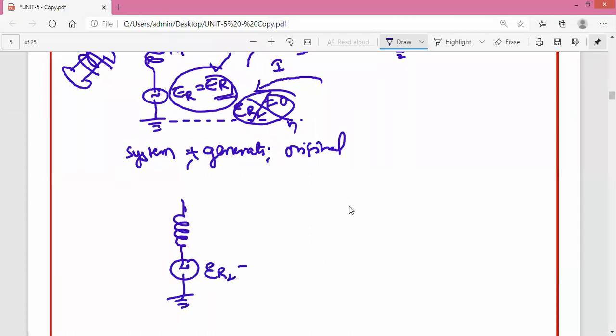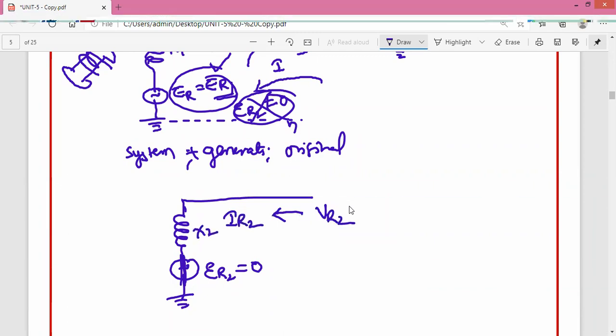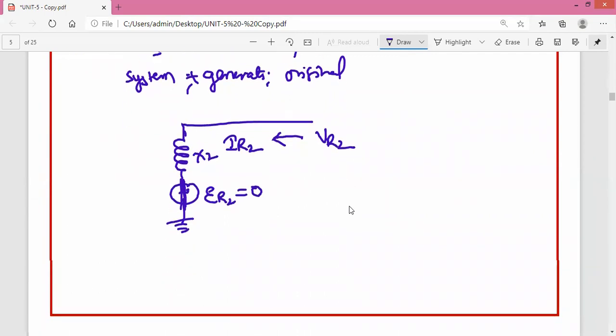ER2 is equal to 0. That means this voltage is short circuited, and the negative sequence current will flow like this from VR2. The negative sequence current is IR2, and this is X2, the negative sequence reactance. Okay.